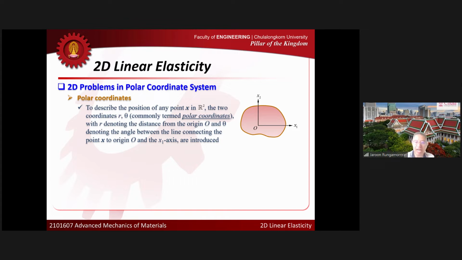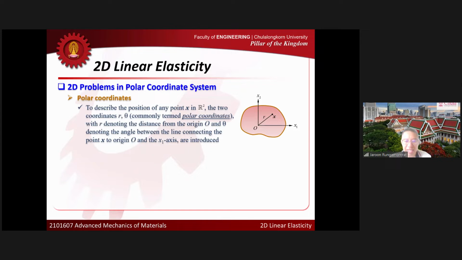Okay, so I define the distance r. Let's look at a point in the body. Let X here be the point in the body. You can describe the location of the point using the Cartesian coordinate system, right? Using coordinates like x1 and x2 that are sufficient to explain the location of point X. But you can use another type of coordinates to describe the location of X. Okay, we can use r. r is simply the distance from the origin O to the point X.